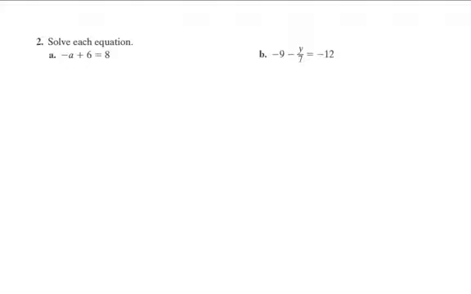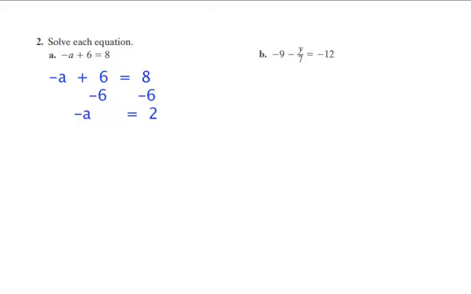Let's try 2a. We have negative a plus 6 equals 8. To start to solve this problem, we're going to have to deal with that plus 6. So to undo that, we're going to subtract 6 from both sides of the equation. On the left-hand side, the 6's cancel each other out, so you're left with negative a. Don't lose that negative sign. On the right-hand side, 8 minus 6 is 2.